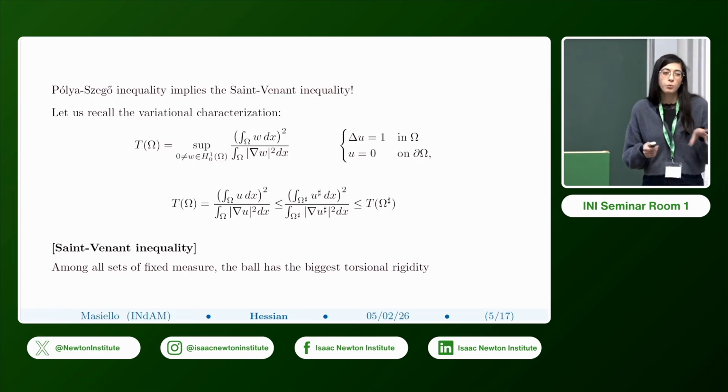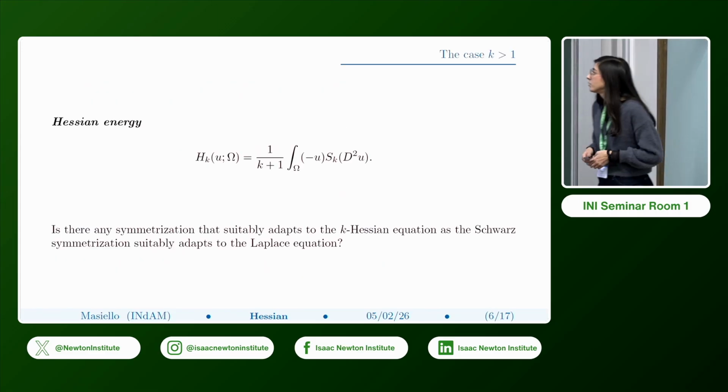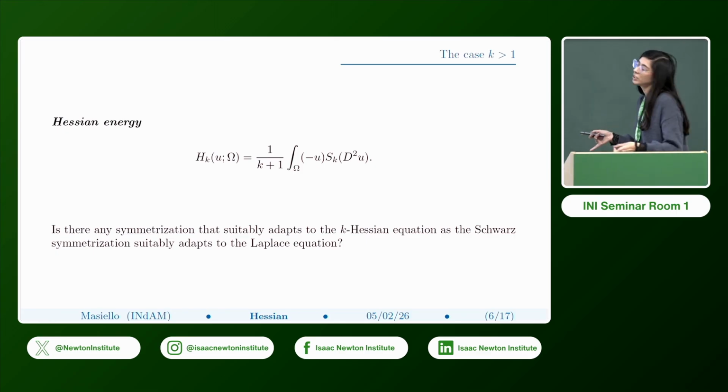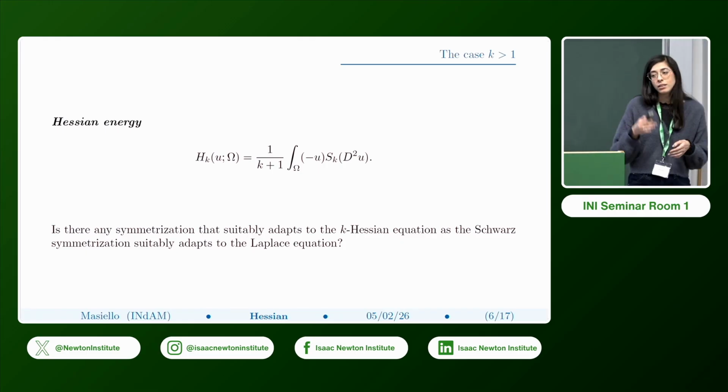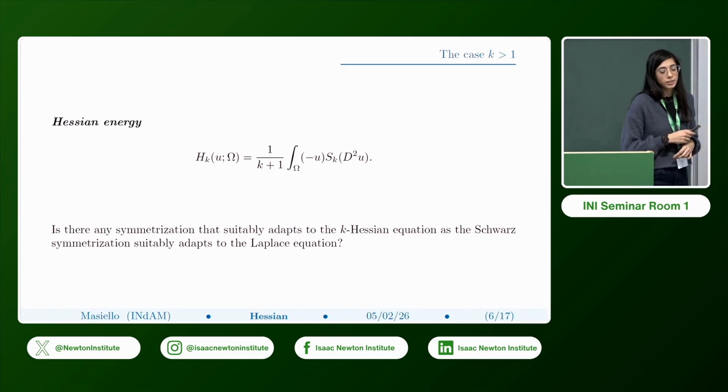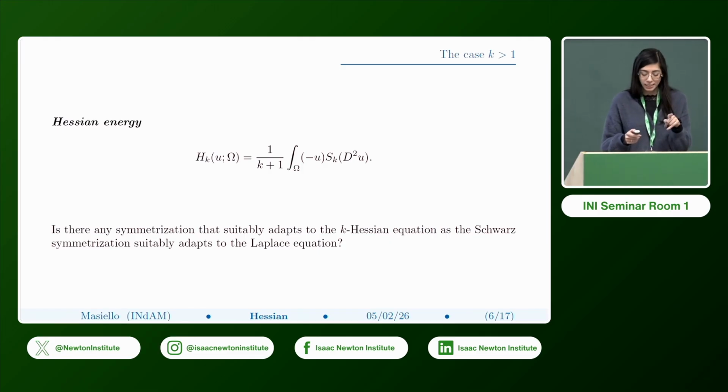So the question that will interest us today is whether there exists a symmetrization that suitably adapts to the k-Hessian energy in the same way that the Schwarz symmetrization adapts to the Dirichlet one. And the answer is yes.